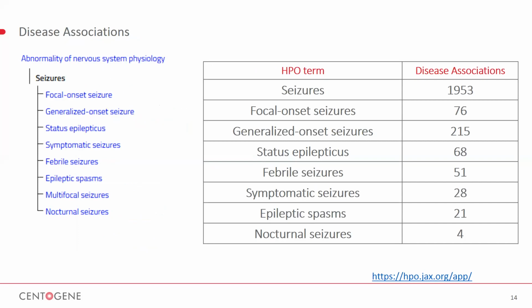To highlight it one step further, let's look at the example of seizures, a very common term that we see in HPO. As we see here, the term seizures is associated with roughly 2,000 diseases.